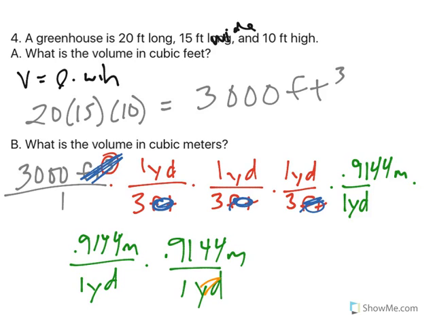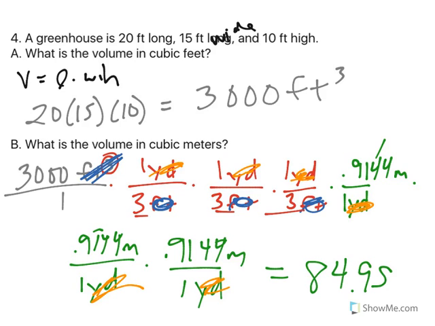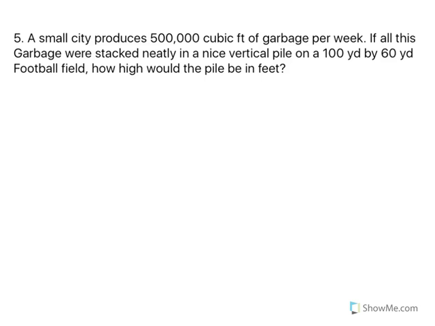So then 1 yard, 2 yard, 3 yard. They all cancel out. So you divide by the 3's because they're in the bottom, multiply by the 0.9144 because they're in the top, and that gives us 84.95 cubic meters, if I can read my handwriting correctly.